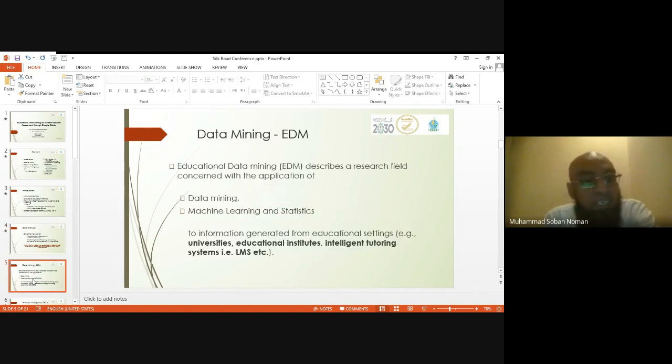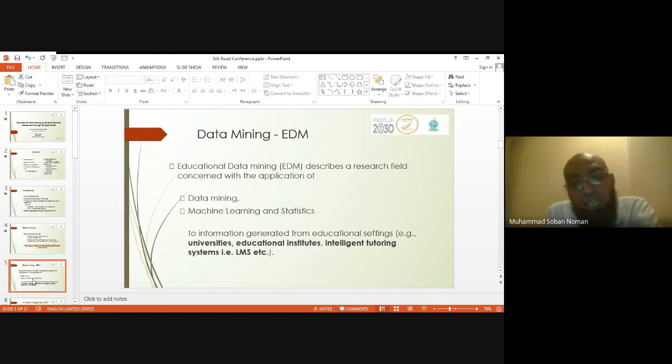So now the first part of the presentation is about data mining. What exactly is data mining, and particularly educational data mining? Educational data mining is a data mining technique, but it only works with data coming from the educational background, or from the field that comes with educational applications.